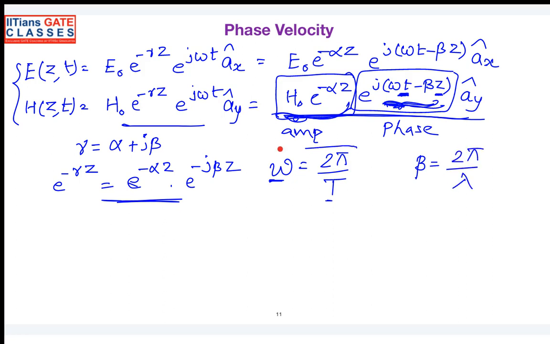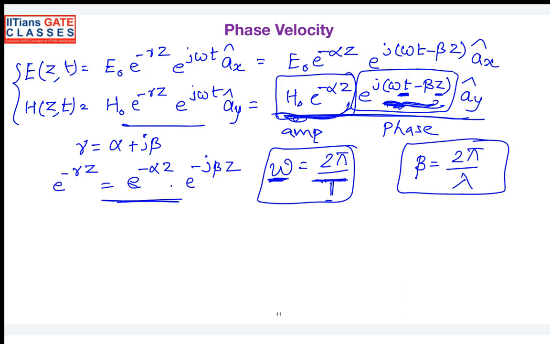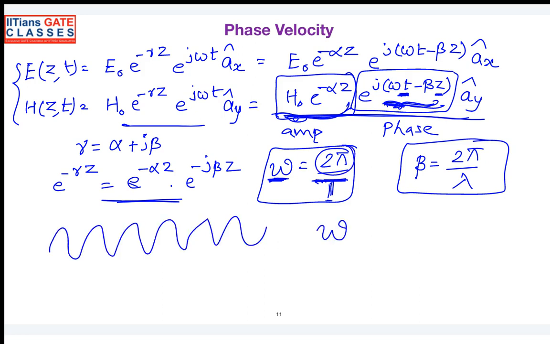So if you look at the definition of omega and beta, I will just give it in a simple definition. When the signal travels for a time duration of capital T, there is a total change in phase of 2 pi radians. So suppose the signal is traveling like this, what does that omega represent? The moment the signal has traveled for a duration of one capital T, you can see here there is a change of 2 pi radians.